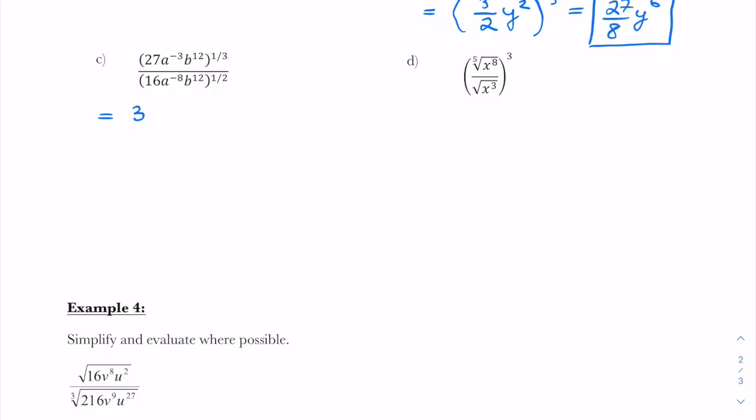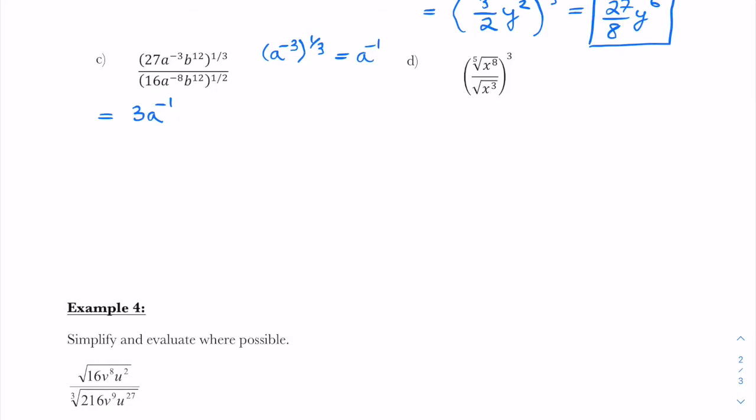A to the exponent of negative 3 raised to the 1/3 gives you a to the exponent of negative 1. Just as an aside, what I'm doing over here, I'm multiplying the exponents. I'll show it here for the a. That's a to the negative 3rd raised to the 1 over 3. Just use your power of a power rule, and to do that, you multiply the exponents.